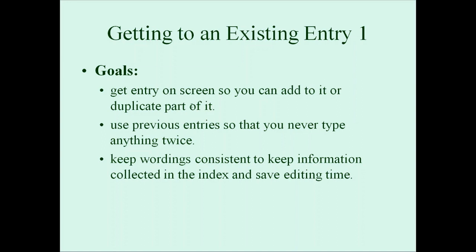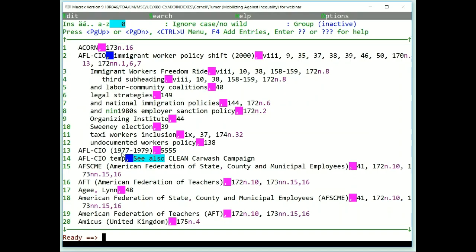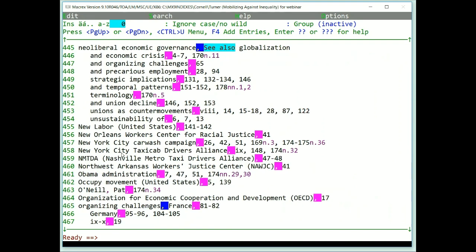The first technique for getting to an entry is a simple search. Let's say that I need to add a new subheading to neoliberal economic governance. In Inspect Edit mode with the Ready prompt, I type the first few letters, N-E-O. I don't have to type the whole heading. And I press Enter, and now the neoliberal entry is on the screen where I can access it and see what else I indexed there.